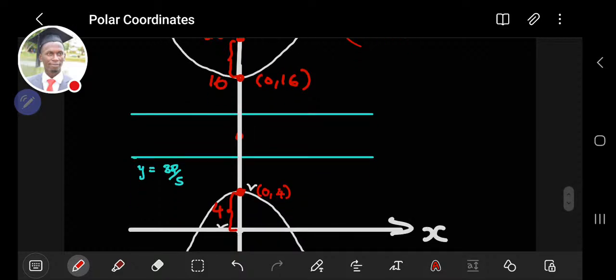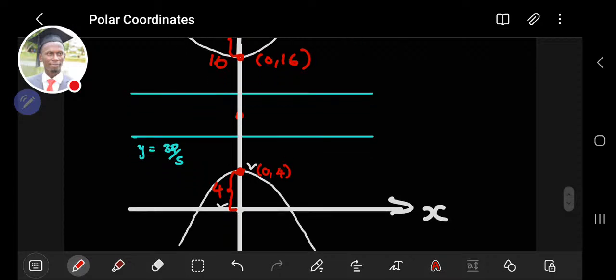Now, how about the center of the whole thing for this hyperbola? Where will the center be? Well, for the center, all you need is the distance from one vertex to the other vertex. Since this is at 16 and the other is at 4, the difference between them is 16 minus 4, which gives you 12. The central point will be when you divide 12 by 2, which gives you 6.